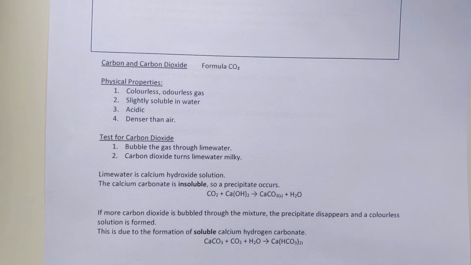So we've made it to the final gas of gas chemistry. We've looked at nitrogen, hydrogen, oxygen, and now we finally come to carbon dioxide. It follows the same pattern as the other gases, so we'll start with its formula, CO2, and its physical properties.